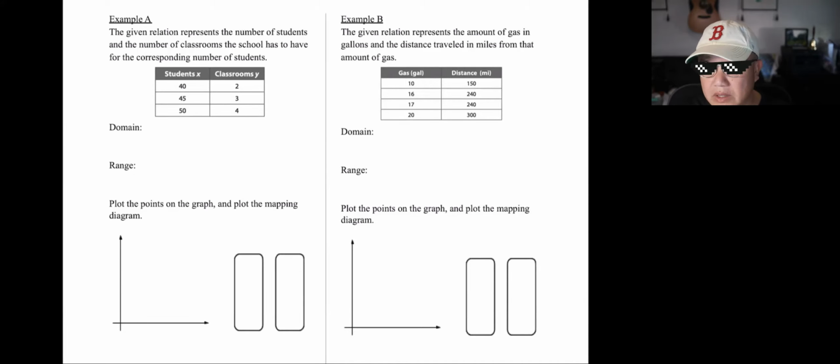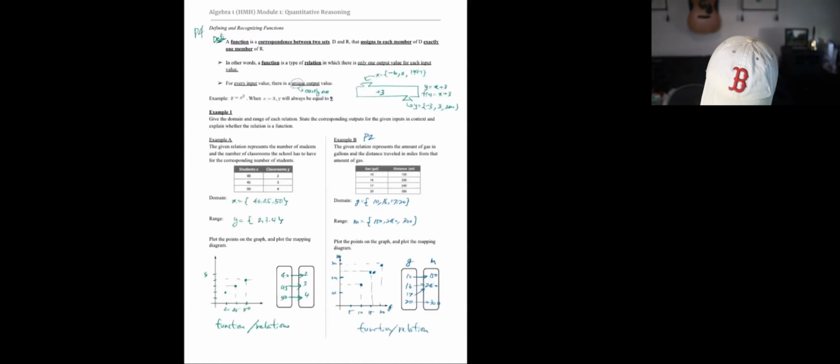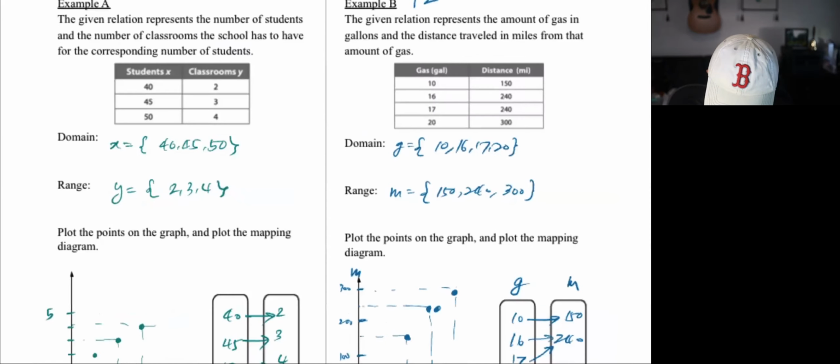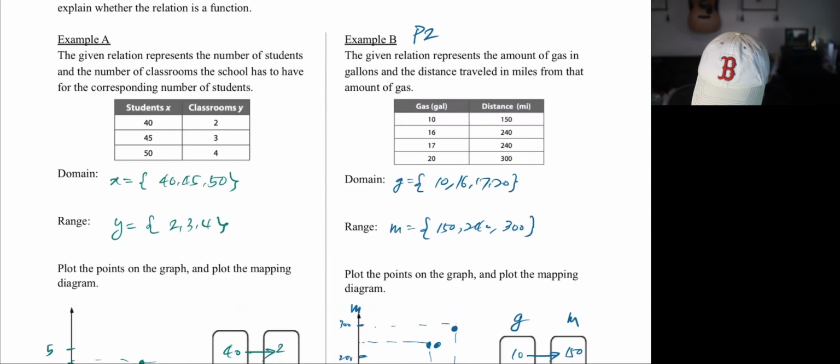Okay, here it goes. So I did one for each class, and here's what I did over here. Example A, the domain is just x values, right? 40, 50, 40, 45, and 50 right there. And then the range is 2, 3, and 4. We generally write them once, even if they appear twice. And then we generally put them from smallest to largest.